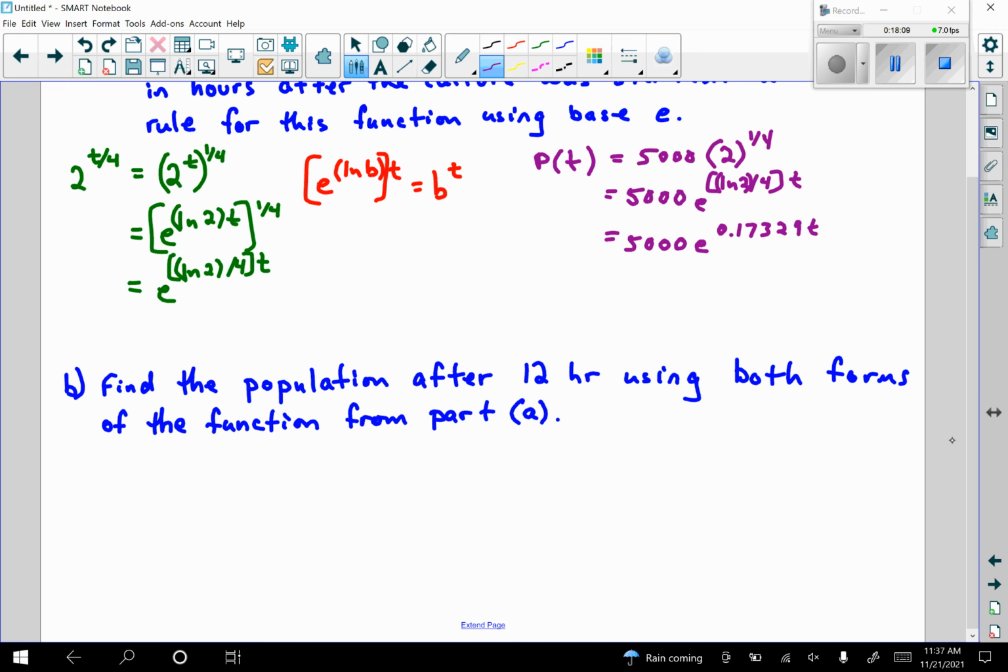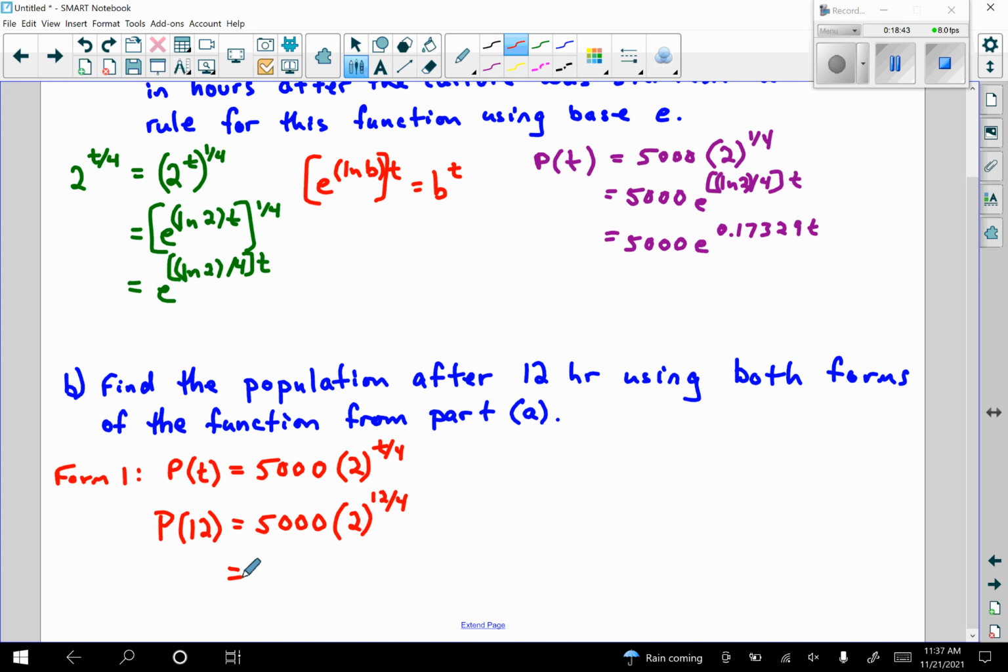All right, for part B, we want to find the population after 12 hours using both forms of the function from part A. So we'll say form 1, which was the form that was given to us. So that's the P of t is equal to 5,000 times 2 to the t over 4. So we'll have P of 12. Times 2, this will be 12 over 4, which would just be 3. So it's 5,000 times 8, because that will be 2 cubed, and that gives us 40,000.